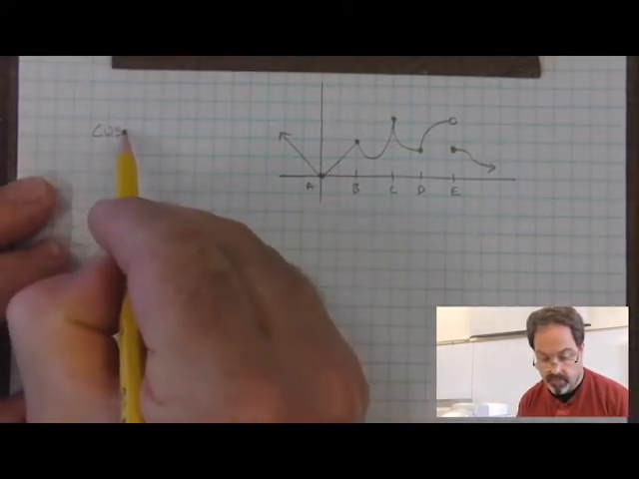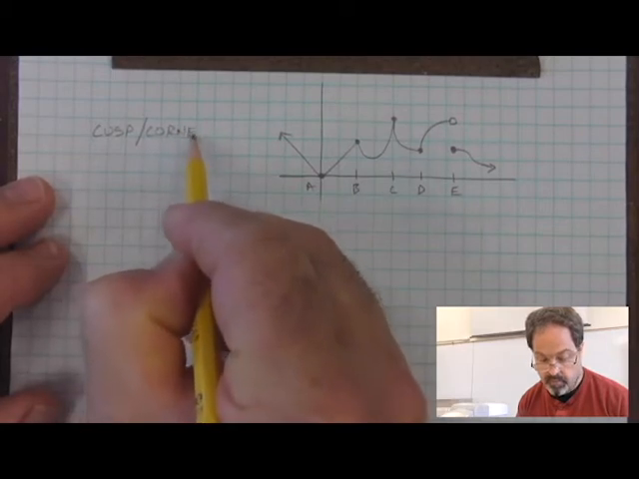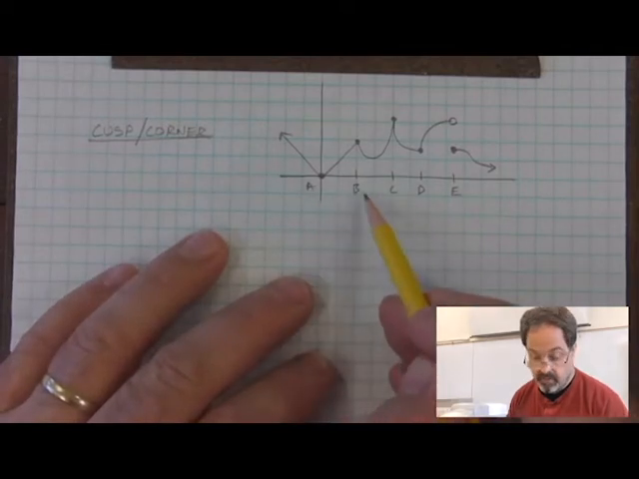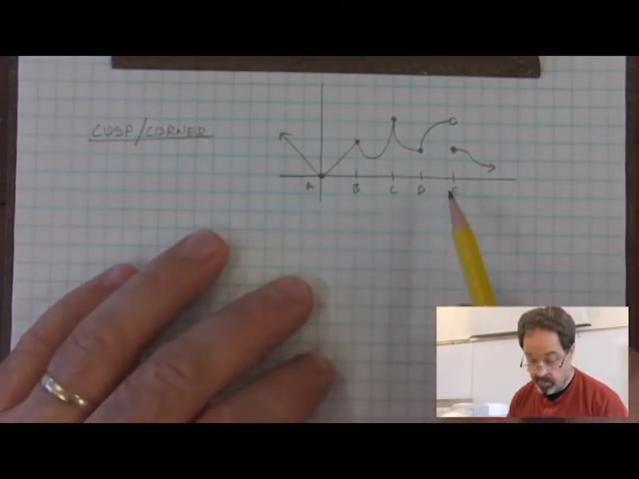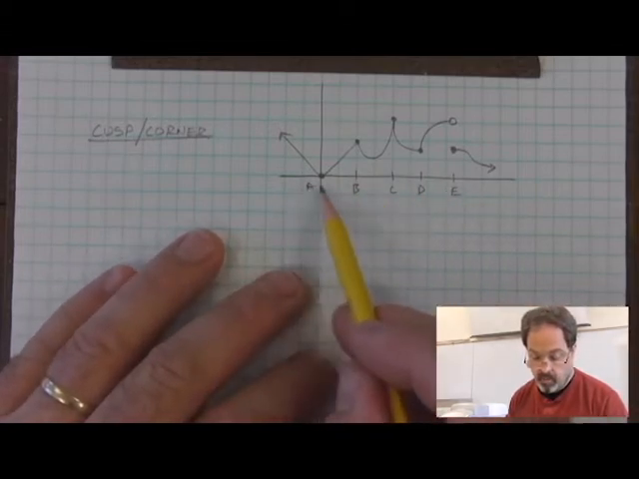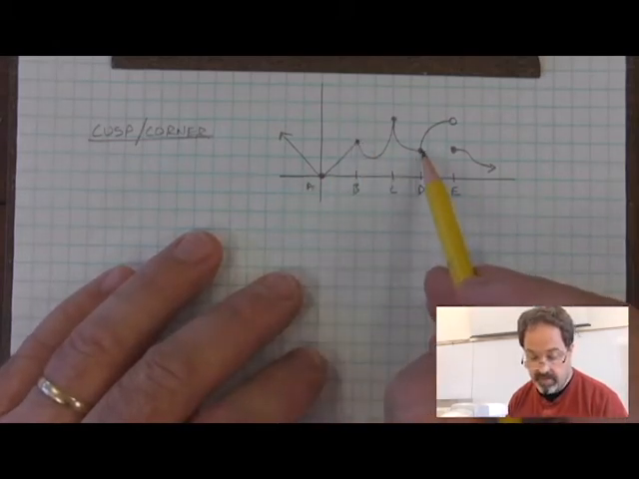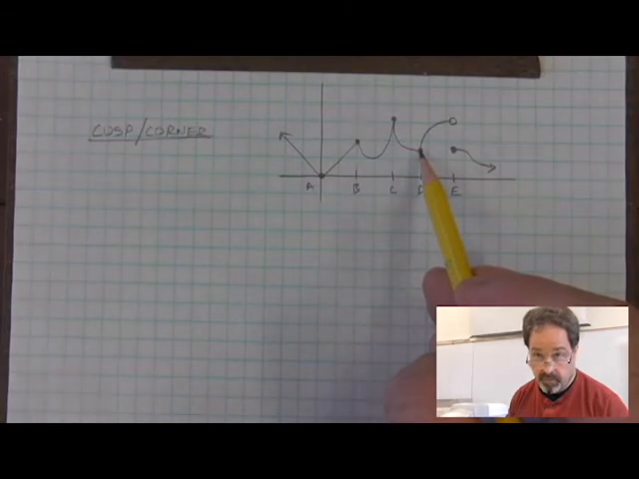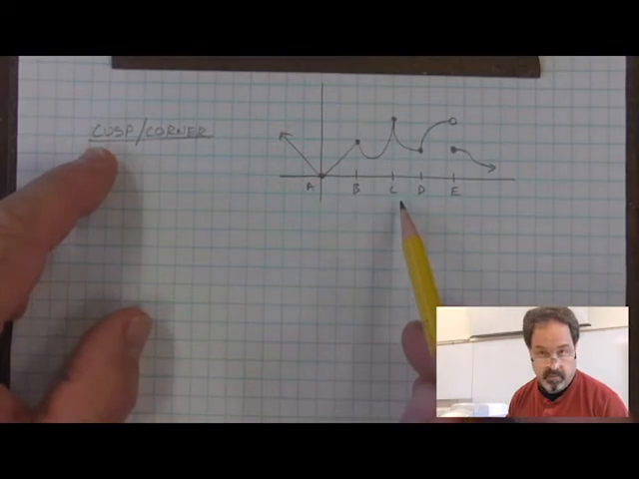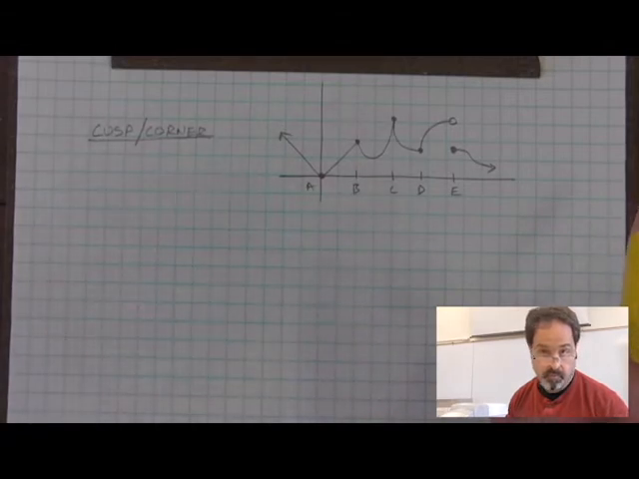We have cusps and corners at A, B, C, and D, but not E. And the locations which we would call corners are A, B, and D. And for a very subtle distinction that is not important, C, many people would call a cusp. From now on, I'm going to call all of these locations by the term corner.